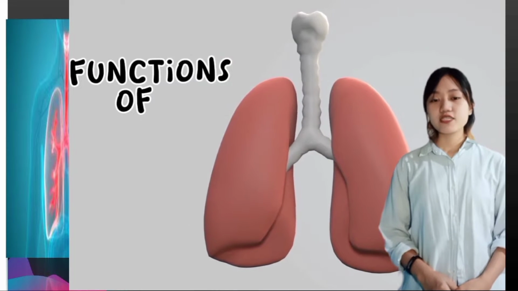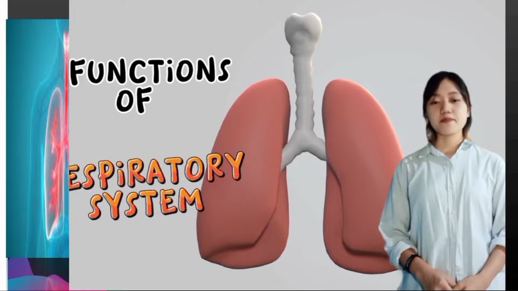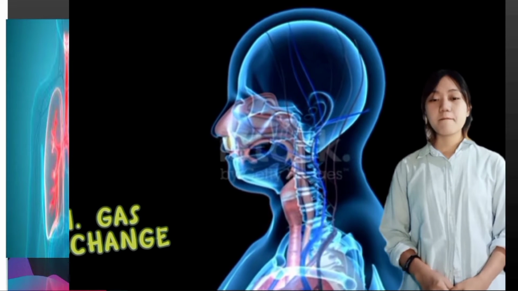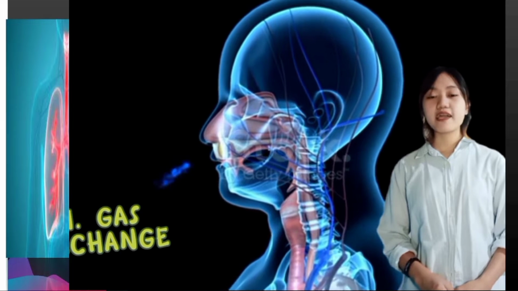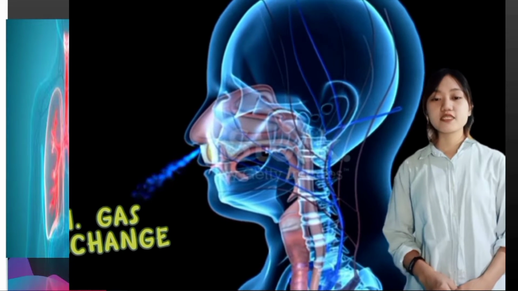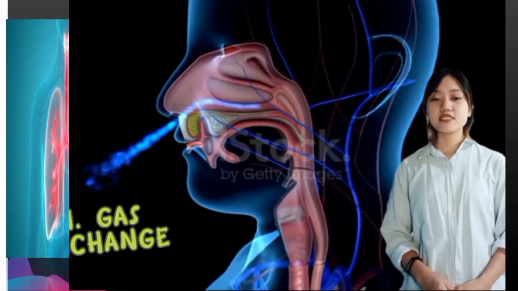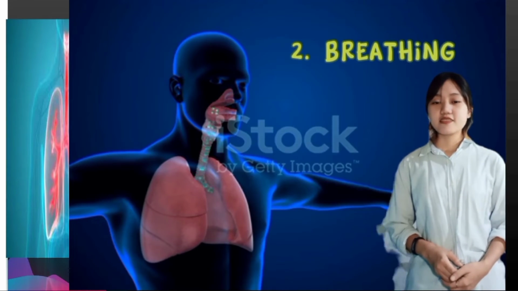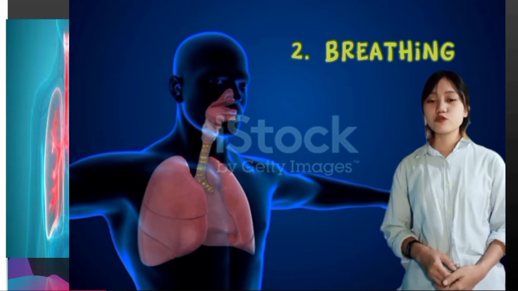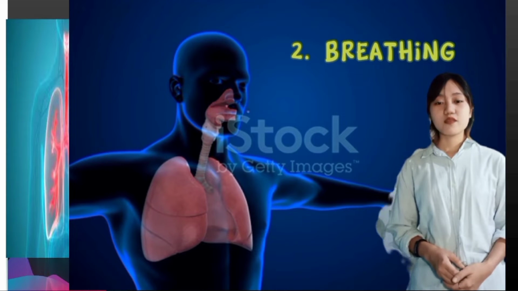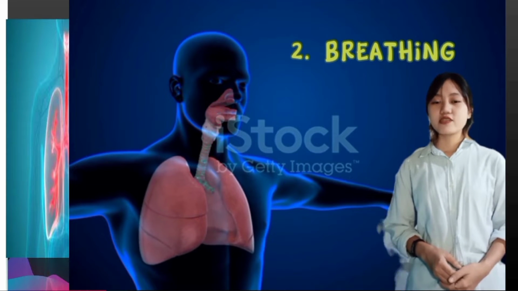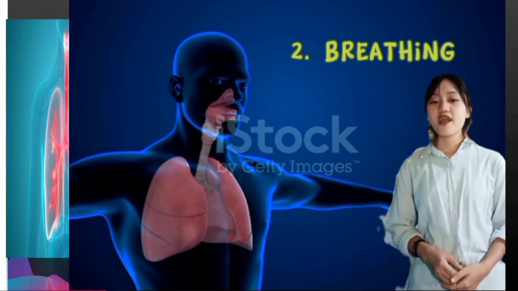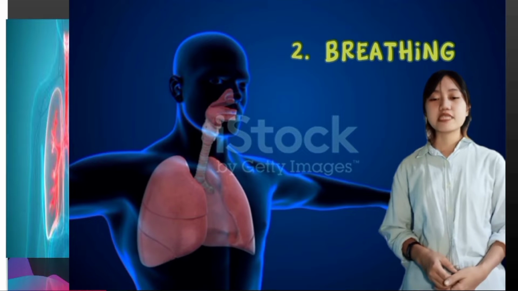There are 5 functions of the respiratory system. These are gas exchange, where the respiratory system helps in removing carbon dioxide from the body during exhalation, and oxygen is absorbed during inhalation. Breathing: the nasal and oral cavities, which are the nose and the mouth, are used to breathe air. It enters the lungs via the pharynx, larynx, and trachea. The air is then exhaled, returning along the same path.